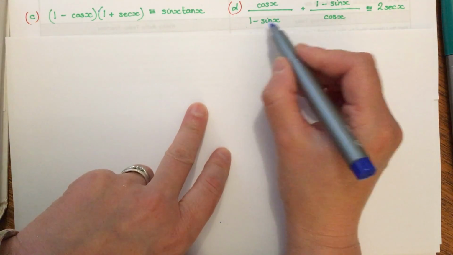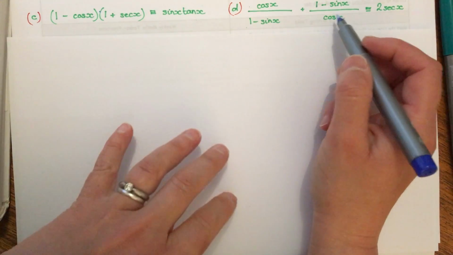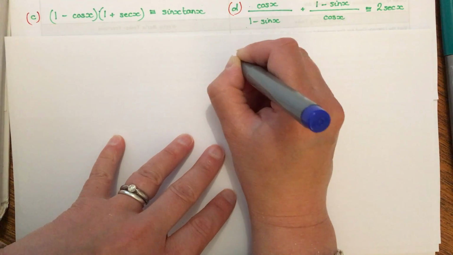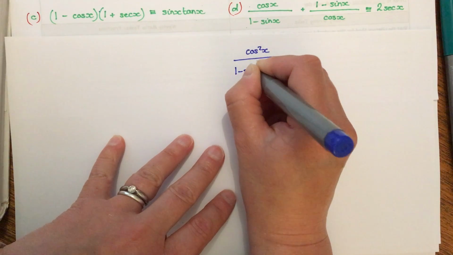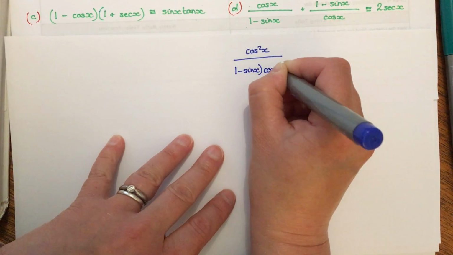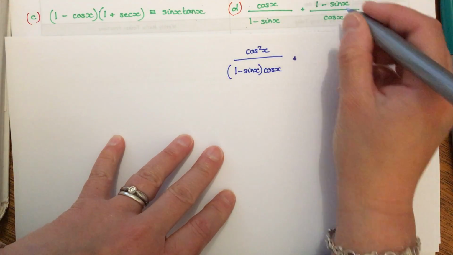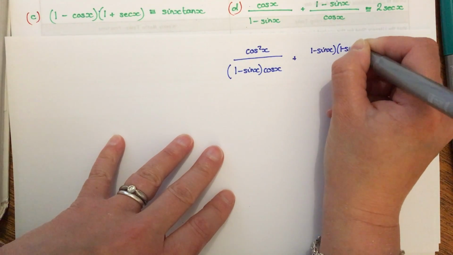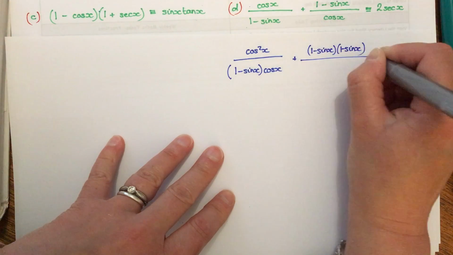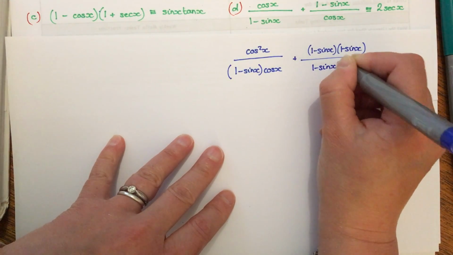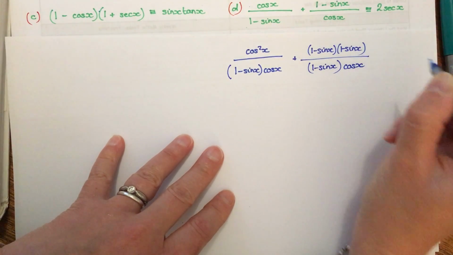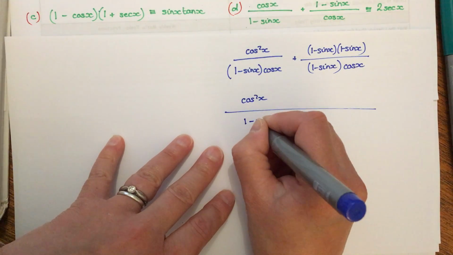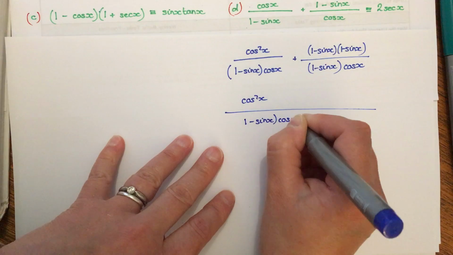So for this one to end up here, I'm definitely going to have to cross multiply. So I'm going to times this side by cos x over cos x, and I'm left with cos squared x over 1 minus sine x cos x. If I times this side by 1 minus sine x, I've got, so now it's a common denominator, so I can add the numerators.